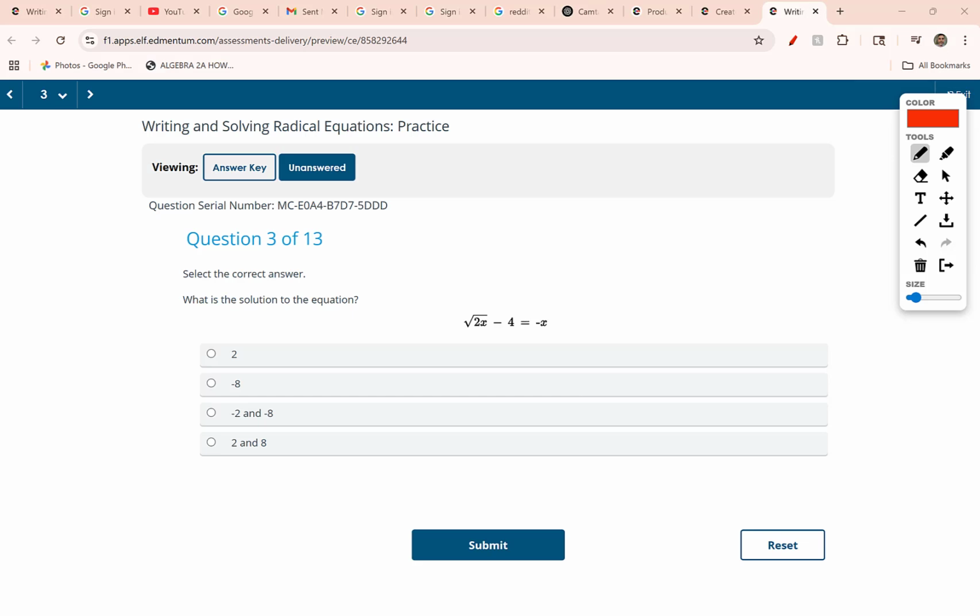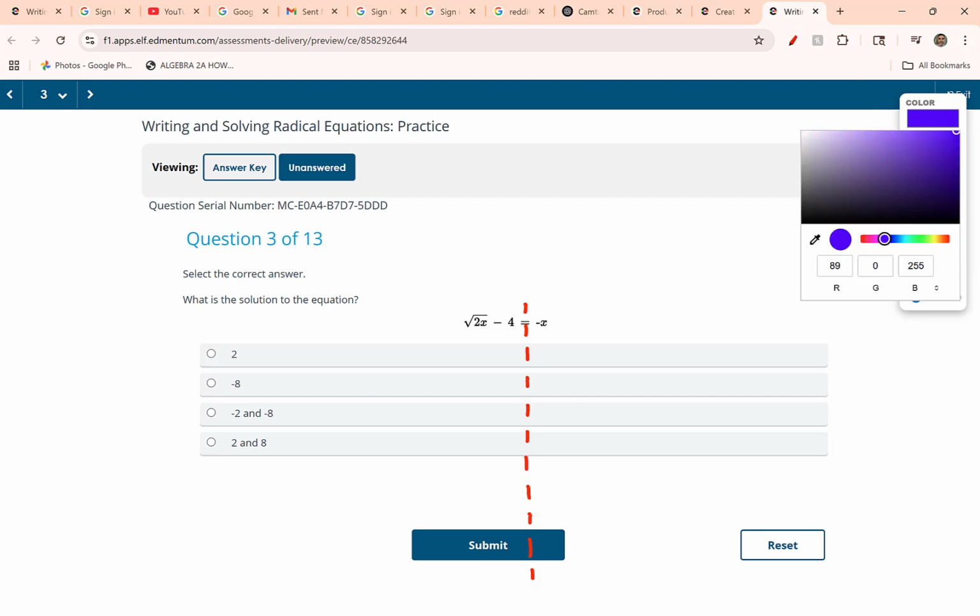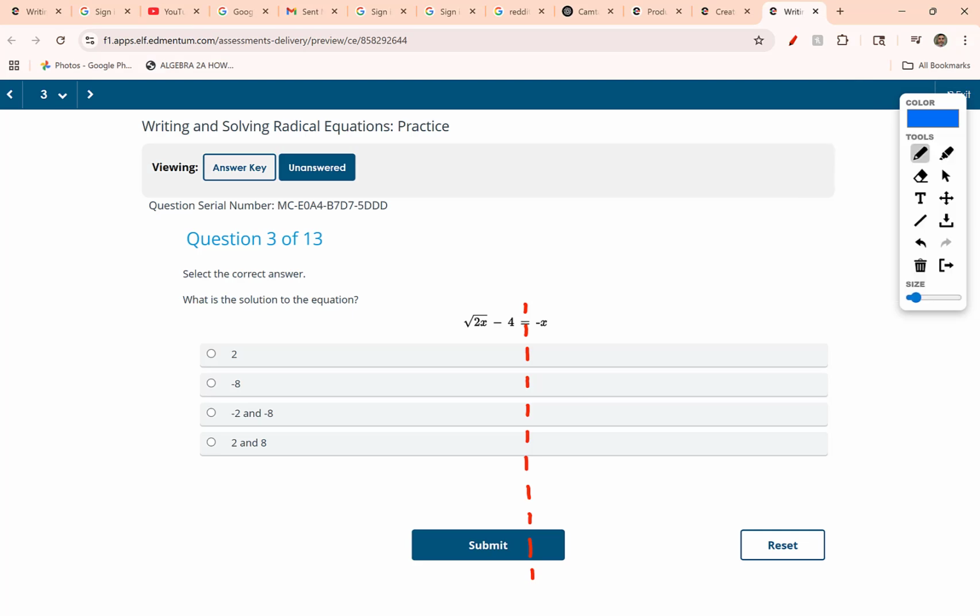Question 3, what is the solution to the following equation? So as always with these problems, we want to isolate the radical symbol first. Now, if this was a timed test, I would say the quickest way to solve it is to work it backwards since it is multiple choice. But let's assume you're going to get this question and it's not multiple choice.